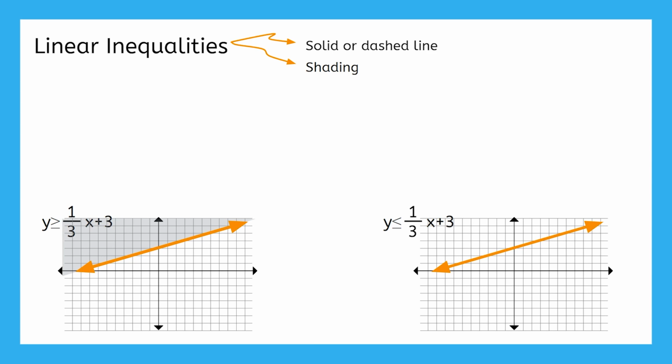When I tested the point 0, 0 on this last one, I got that 0 is less than or equal to 3, which is true. So let's make sure 0, 0 is included in the shaded section. This means I get to shade in below the line.